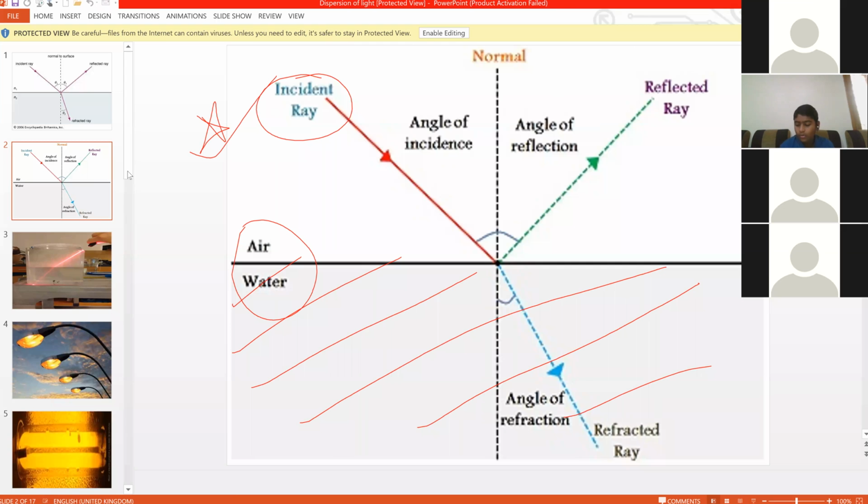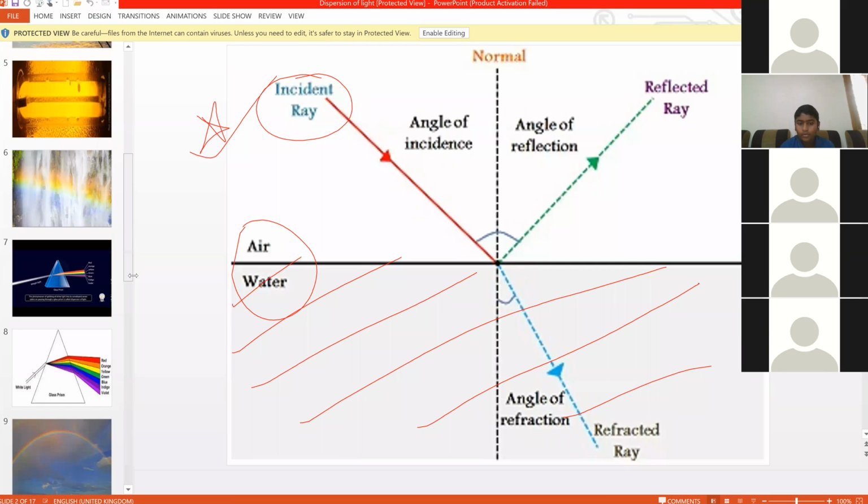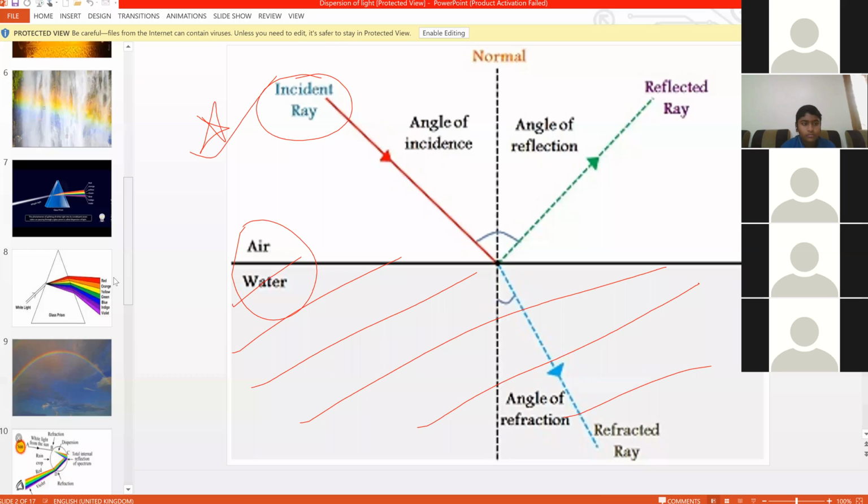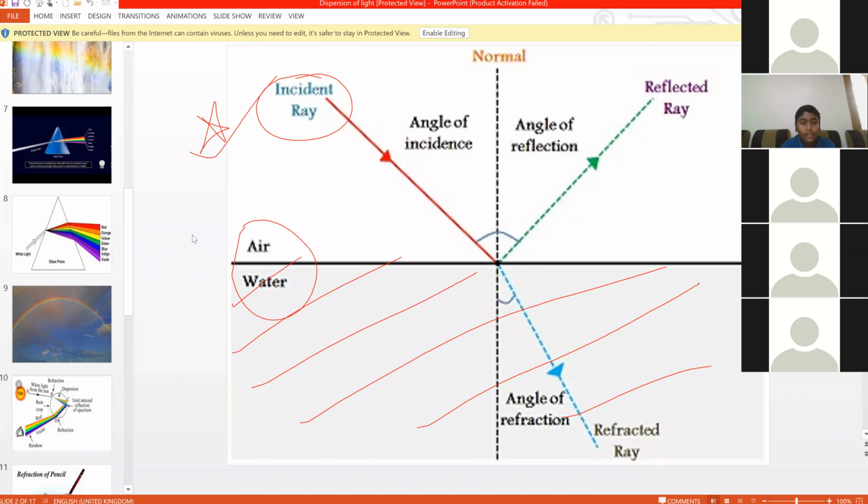When sunlight passes through water and rain falls at the same time, you will see a rainbow. When sunlight and rain fall at the same time, sunlight passes through the water droplet, and the rainbow will appear. Don't read the book. Just explain that to the children.